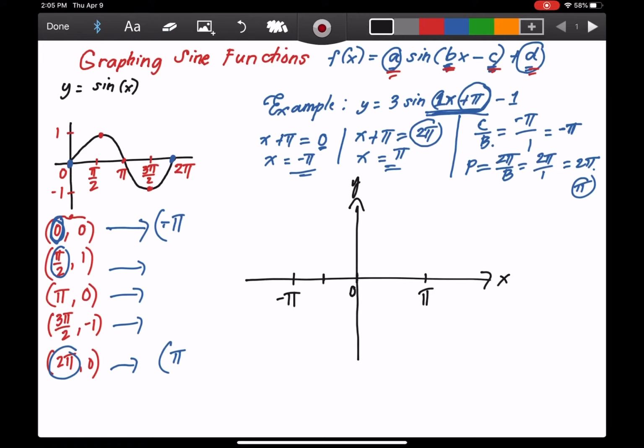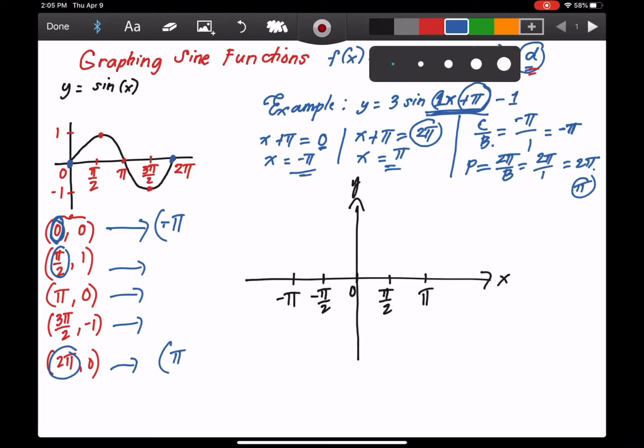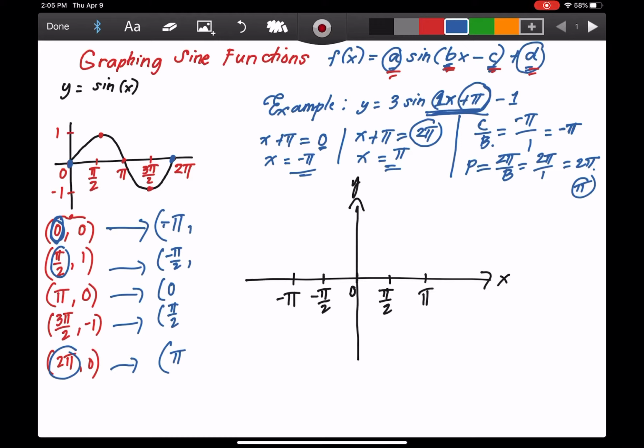The midpoint between negative pi and 0 is negative pi over 2, and this point right here is pi over 2, the midpoint between 0 and pi. So we now have negative pi, then negative pi over 2, then 0, and then pi over 2. Next, we're already done with the inside of the parentheses, so that's x plus pi.